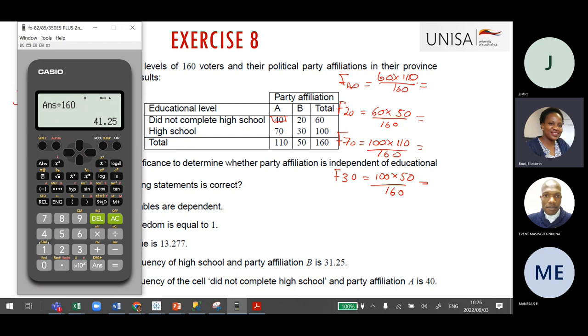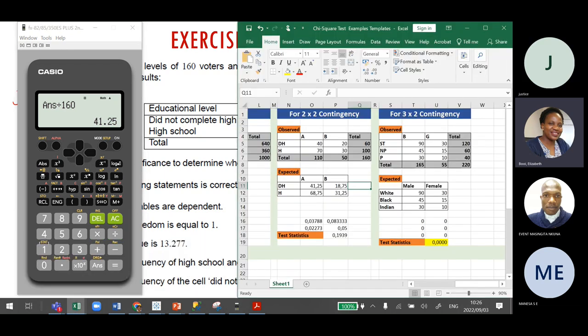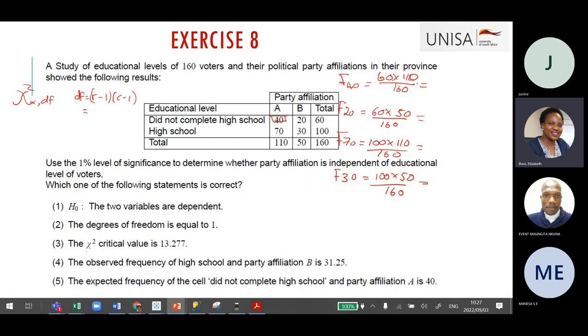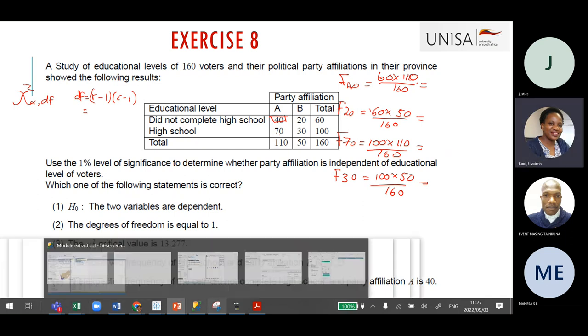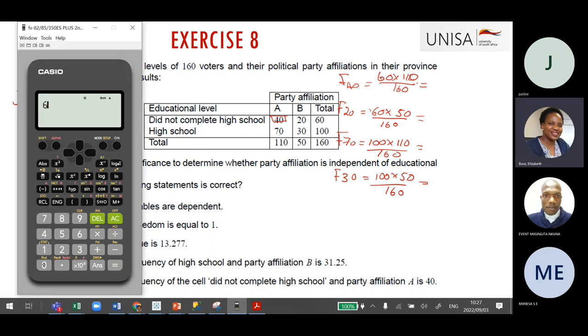And that gives us 41.25. If I go to the template as well, you can see that it calculated it as 41.25. The next one, if you calculate for the next one, which is 60 multiplied by 50 divided by 160, it will give you 18.75.